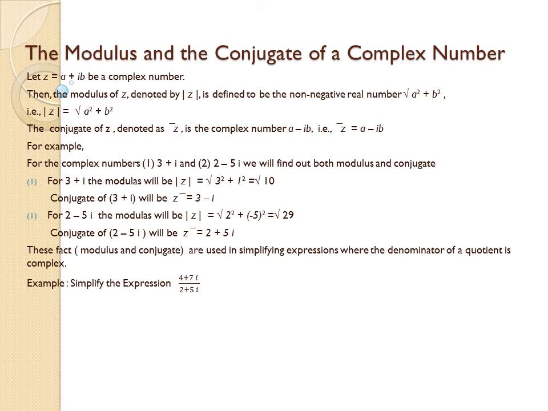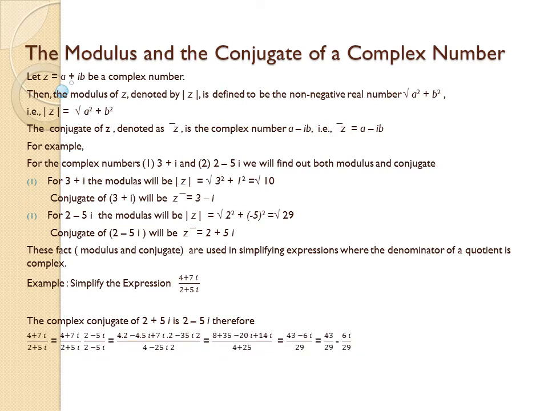Now here is the reason. Here if I multiply both numerator and denominator with 2 minus 5i, that is the conjugate of 2 plus 5i, then the solution will come to a simple expression. We can put this in the form of a plus ib, which is the simplest form of a complex number.